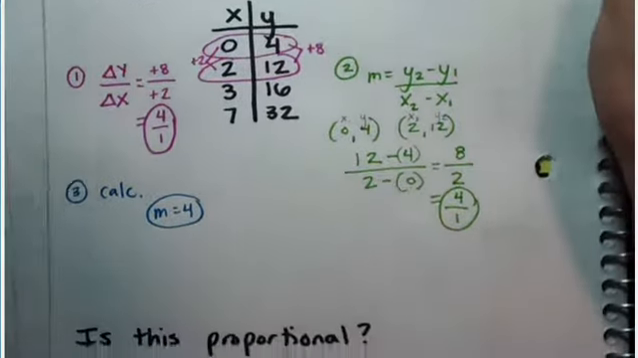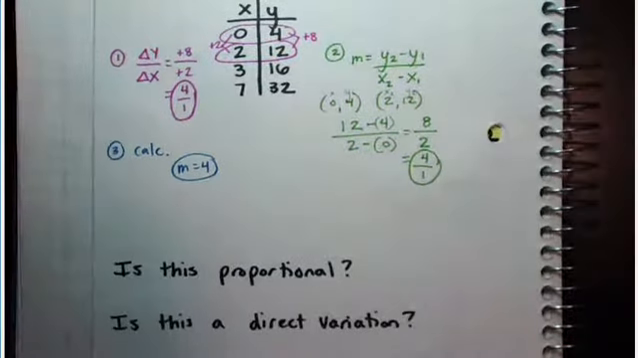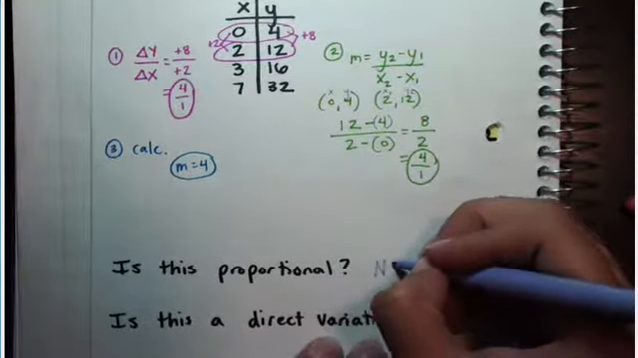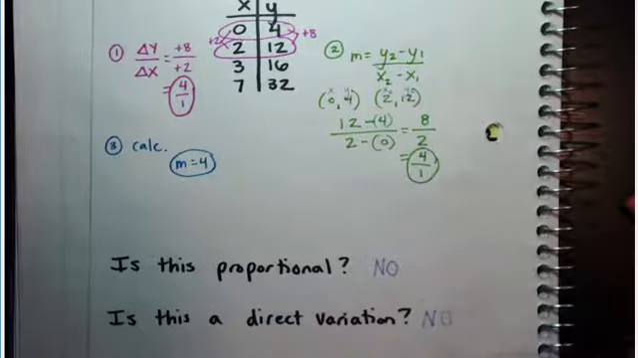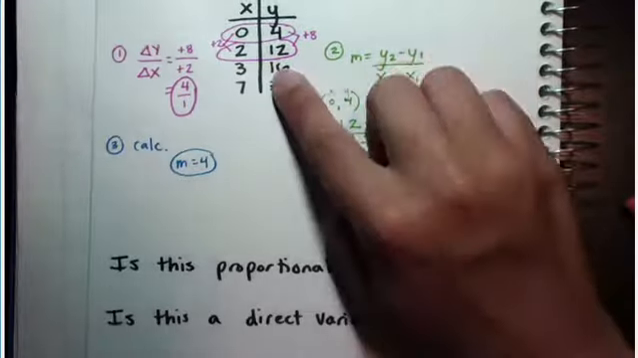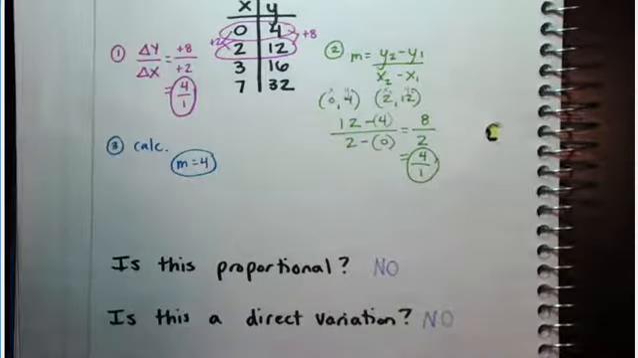So now looking at my problem with this slope, is this proportional? Okay, you should have said no. And is it a direct variation? No, both of these are no. Why is this not proportional or a direct variation? Because it seems like all the slopes are the same. There's a constant of variation there, or a constant rate of change, or constant slope. But why are these not proportional and a direct variation?